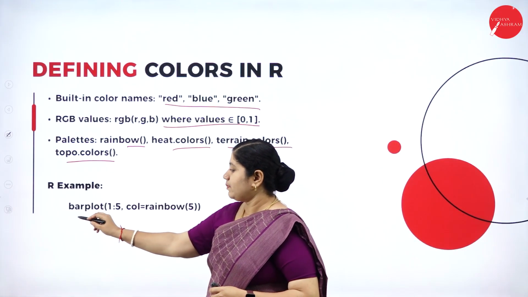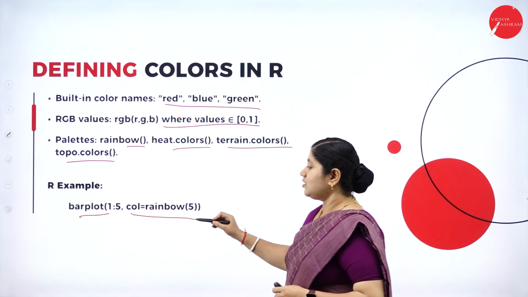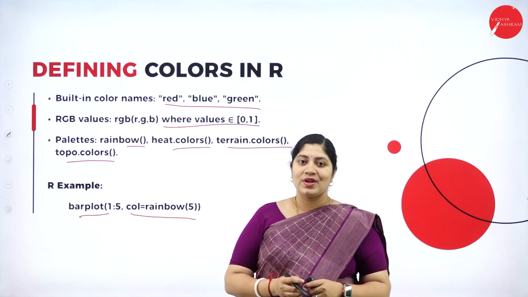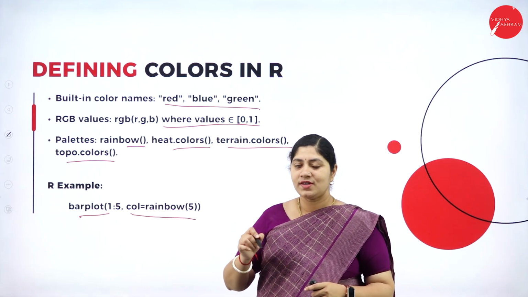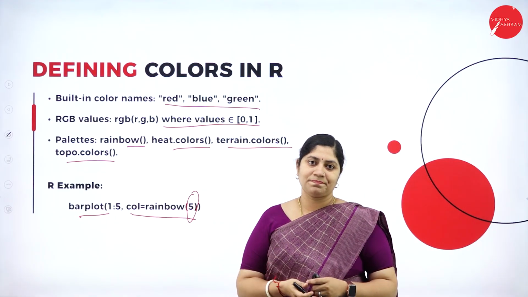Then let's see an example. I want a bar plot in the color of rainbow. So rainbow with the number of bars being 5. So 5 denotes the number of bars.